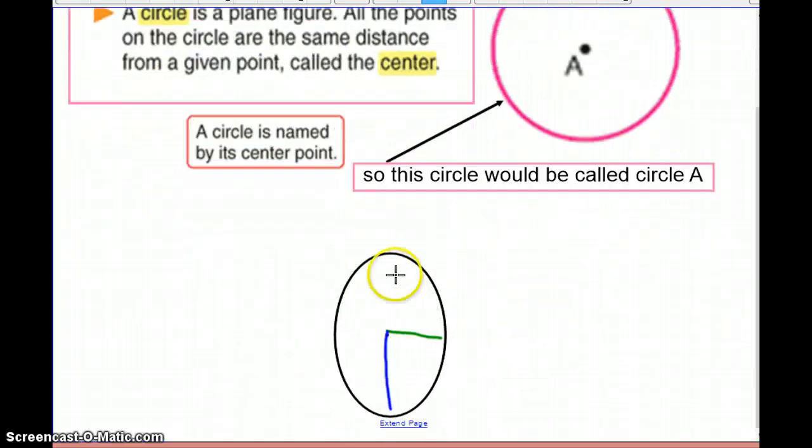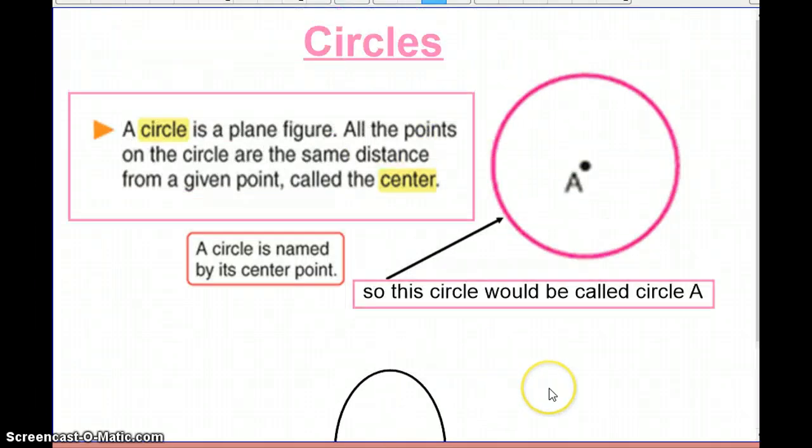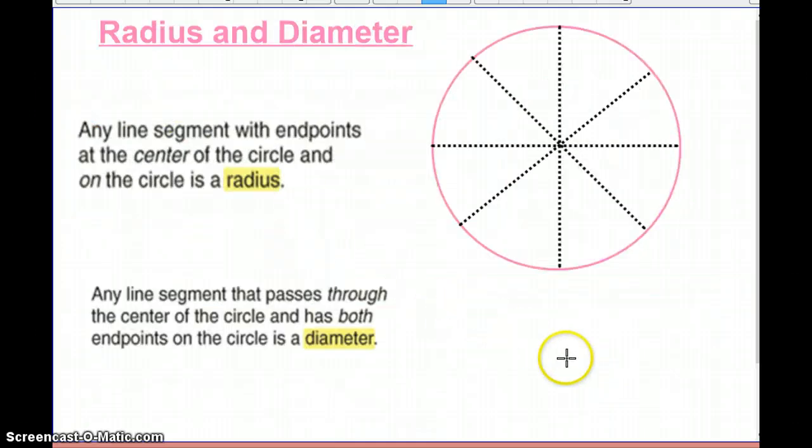But this is an oval, right? And we see that this, from here to here, is much longer than from here to here. That's what makes it an oval and not a circle. Another thing you need to remember is a circle is named by its center point. This is its center point right here. So we would call this circle, circle A. Good. Hang in there. We're almost done.